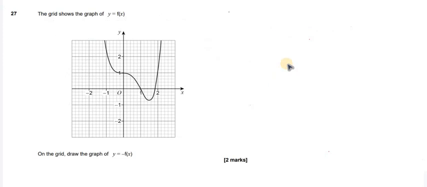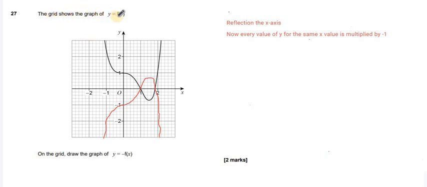Question 27. The grid shows the graph of y is equal to f of x. On the grid, draw the graph of y equals minus f of x. That simply means a reflection in the x-axis. Which means now every value of y that you have for y equals f of x, for the same x value, is now multiplied by minus 1.